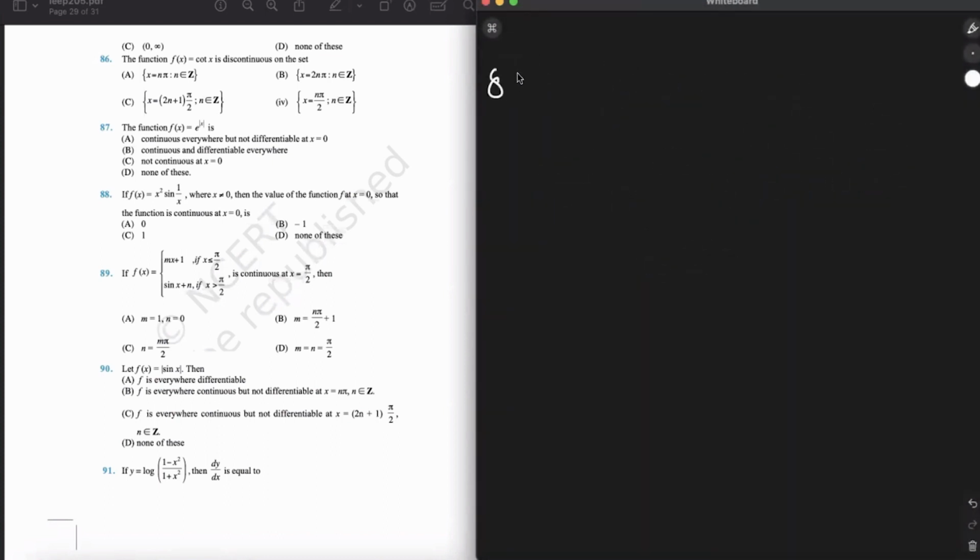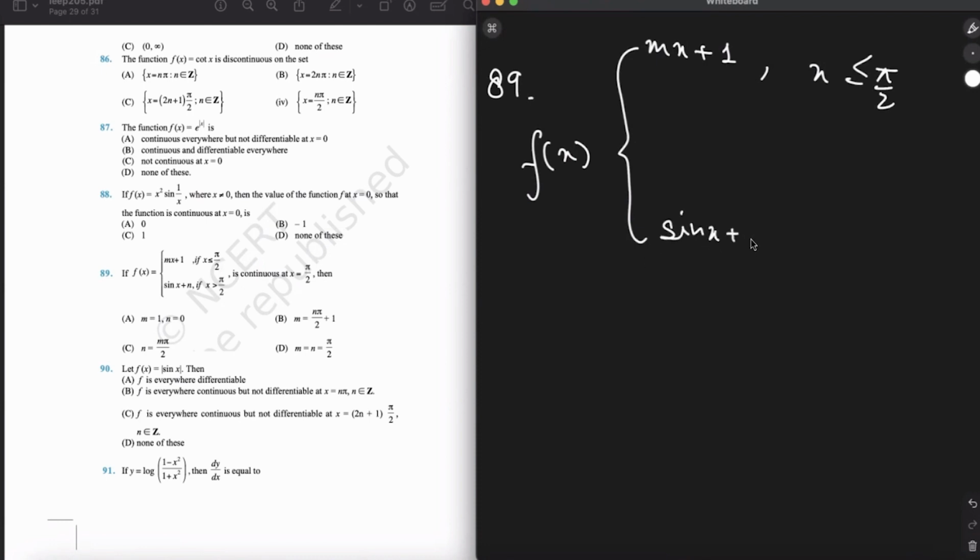Let's move on to the next question. So I have f(x) given to me as mx plus 1 for x being less than or equal to pi by 2, and sin x plus n for x being greater than pi by 2. Now we have to check if this is continuous at x is equal to pi by 2.